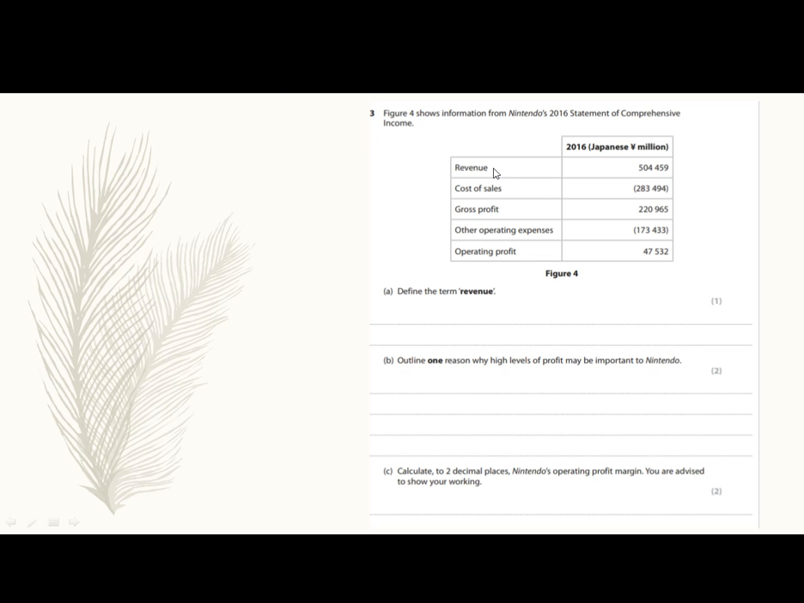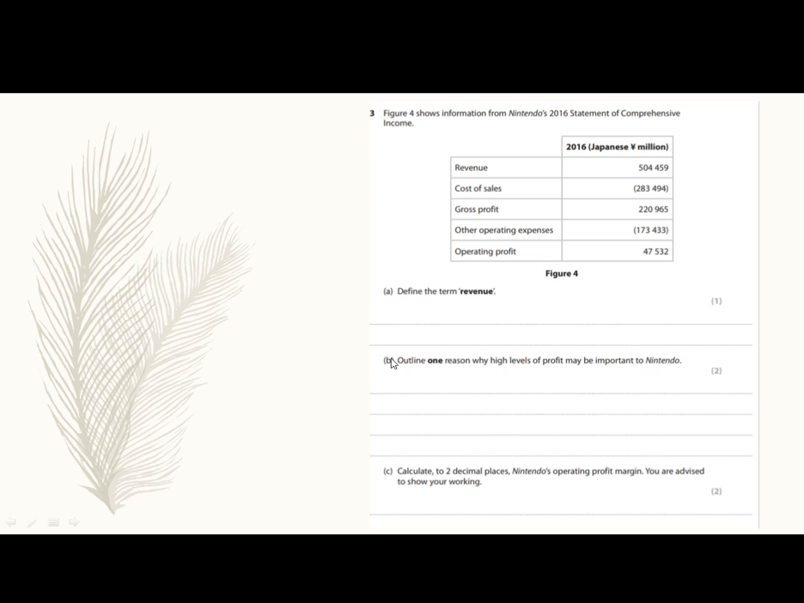Our revenue, which is price times quantity sold, cost of sales, which is raw material, gross profit, which is revenue less cost of sales, then other operating expenses and operating profit. So step by step. A. Define the term revenue. 1 mark. Revenue can be defined as price per unit times quantity sold.